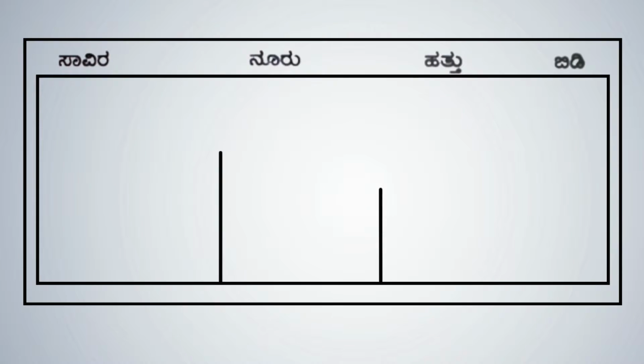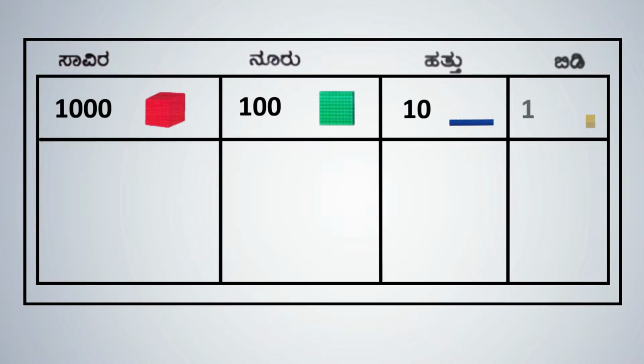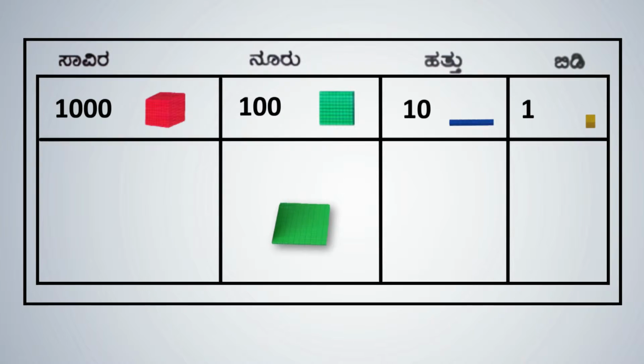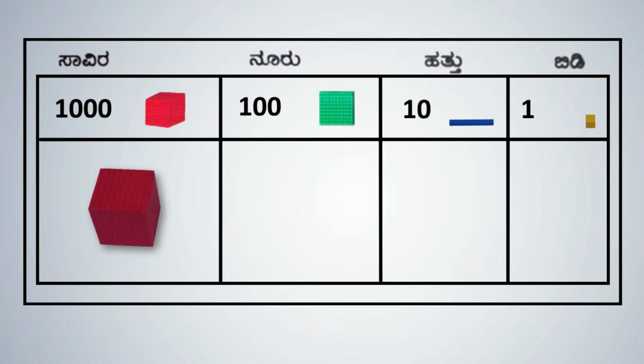In order to work with larger numbers, introduce the system of grouping by tens with base 10 blocks. Each yellow cube represents 1 unit. 10 small cubes are equal to 1 ten or 1 blue rod. 10 blue rods equal 100 or 1 green plate. And 10 green plates equal 1000 or 1 red cube.